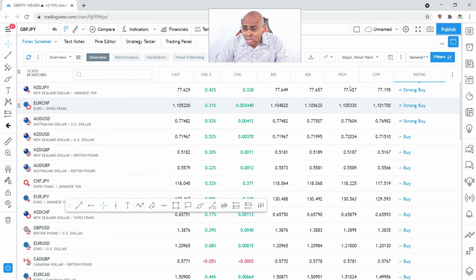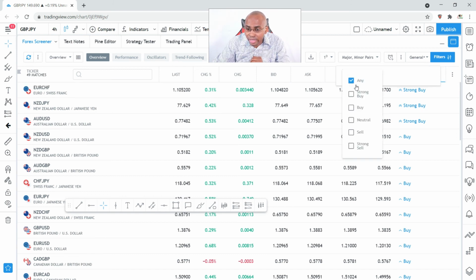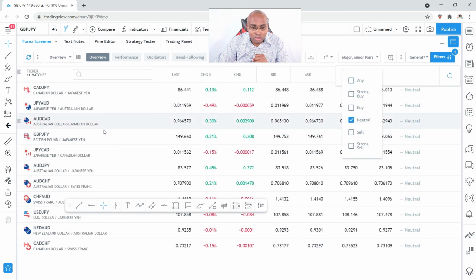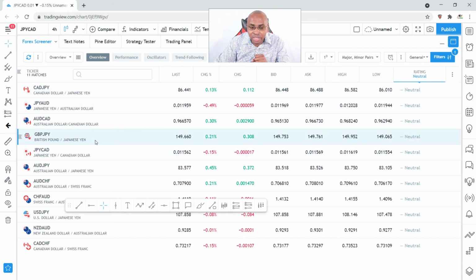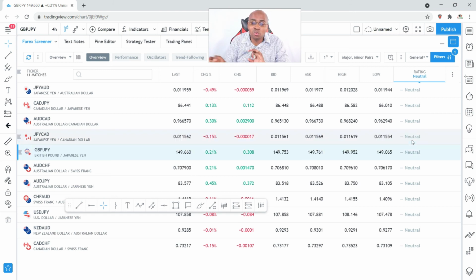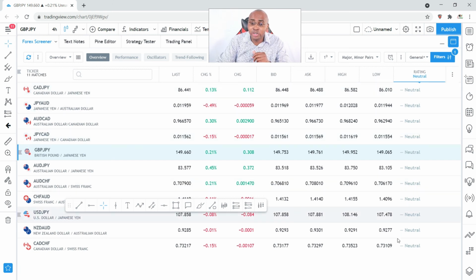Wow. So you could come right here, right? Click on the ratings, right? You could go to strong buy, neutral. You could select which set you want to see. Let's click on neutral. All right. Notice under neutral we have the GBP JPY. Why? Because the GBP JPY, as I showed you on the chart, is consolidating. It's moving sideways. So those pairs that are consolidating and moving sideways, you're gonna see it under neutral.